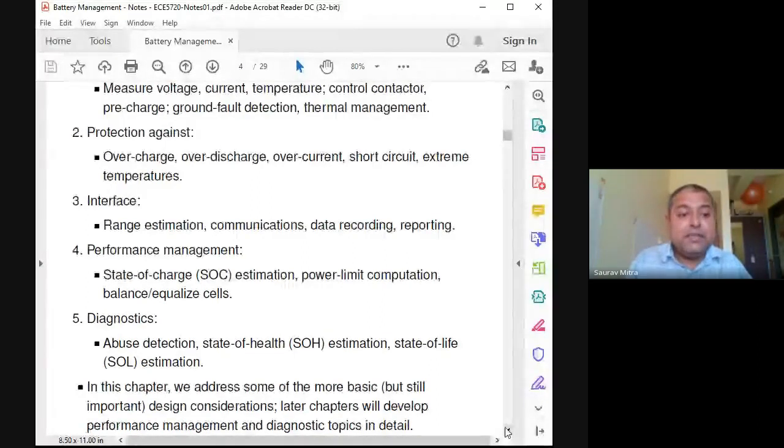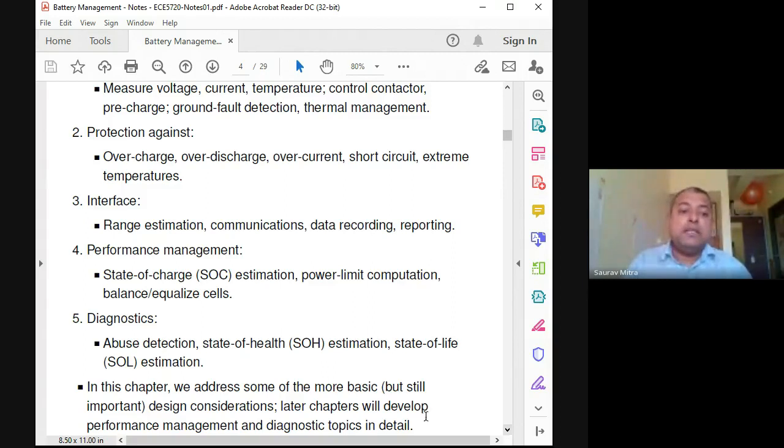Third thing, what is the interface? Interface is range estimation, communications, data recording, reporting. Range estimation means whatever charge is remaining, how far the vehicle can proceed. And communications between all the different hardware inside the vehicle, and communicating maybe with other VANETs. You might have heard of VANET, that is vehicle ad hoc network. There may be a lot of vehicles together creating a network, so it's a dynamic kind of network. Your vehicle is actually talking to the other vehicle through communications.